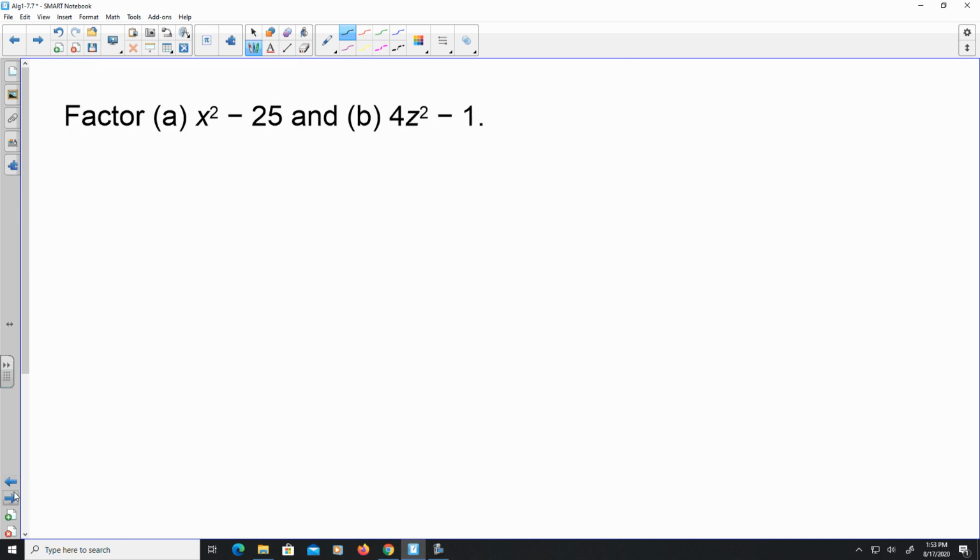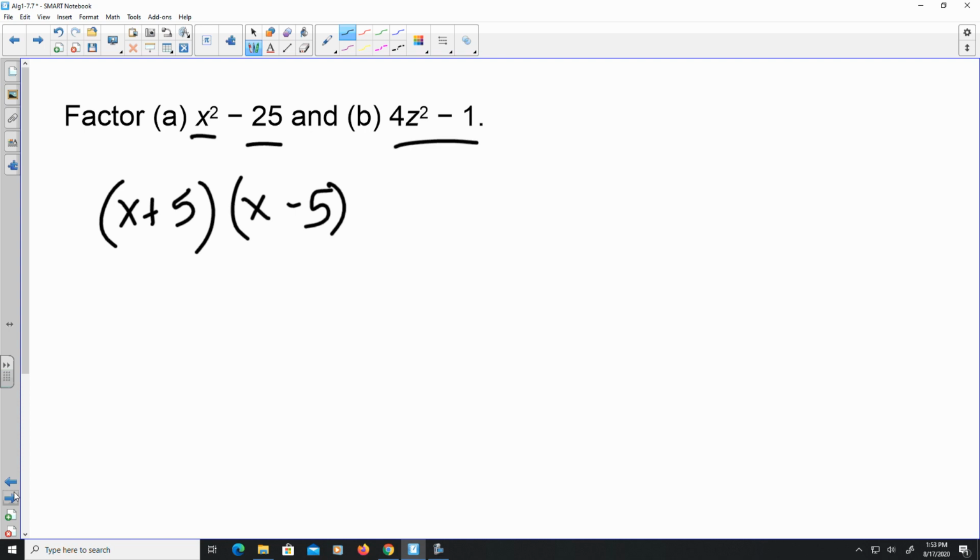Looking at these two, they're two binomials, and you have to ask yourself, are they perfect square numbers? Well, x squared, yes, because the square root of x squared is x. The square root of 25 is 5. So when I factor this out, I'm going to say that this is going to be x plus 5 times x minus 5. You certainly can FOIL this out to see if it comes out to x squared minus 25, and I assure you it does.